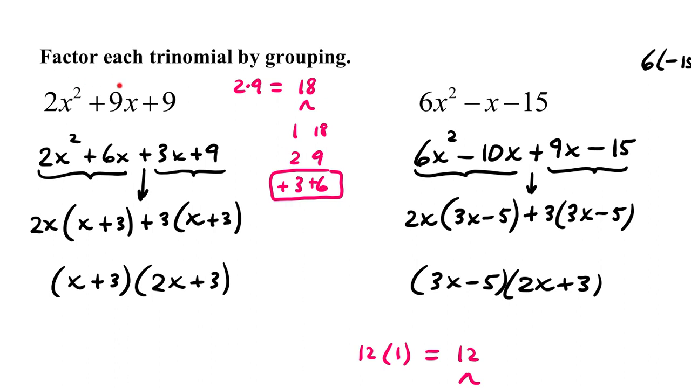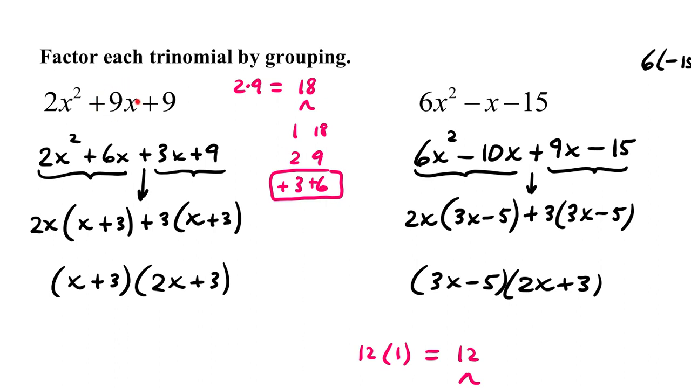We have 2x squared plus 9x plus 9. If you're asked to factor a trinomial by grouping, you multiply your first and last number. 2 times 9 is 18. We'll look at the factor list for 18. 1 times 18, 2 times 9, 3 times 6. Now we've got to pick a pair that adds up to our middle value. That will be 3 and 6. Now it can be 6 and 3. The order doesn't matter as long as you get your two numbers right.